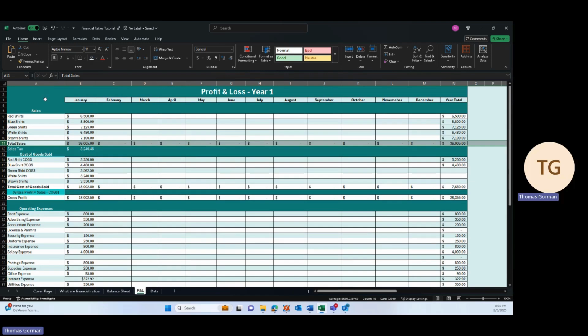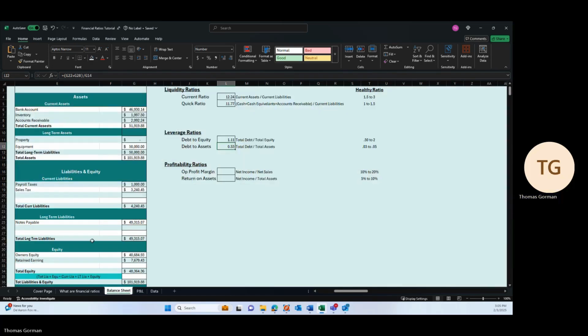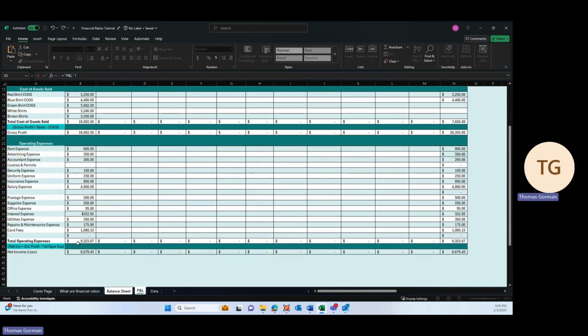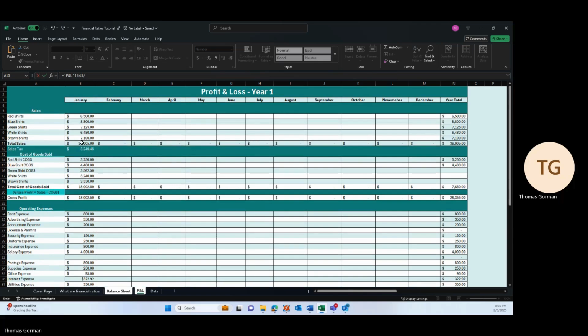See our total sales up here. So let's go back over to our balance sheet. So we want to say equals, and we're going to go down to our net income divided by total sales. Enter.